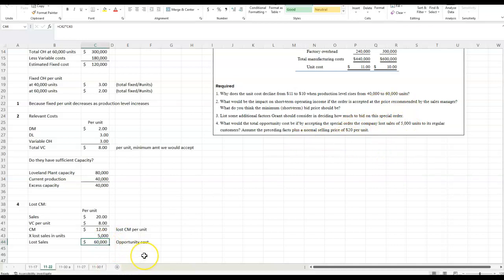We're not looking at fixed costs because they didn't change. If we choose to do this or not do it, our fixed costs are going to remain the same. Okay, let's move on to the next one. I'm going to pause for a second.